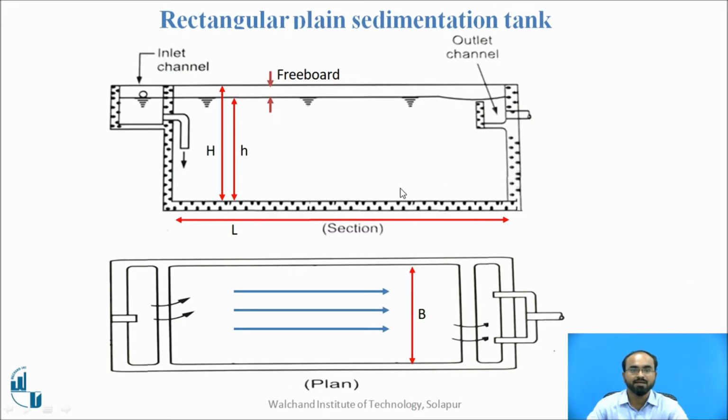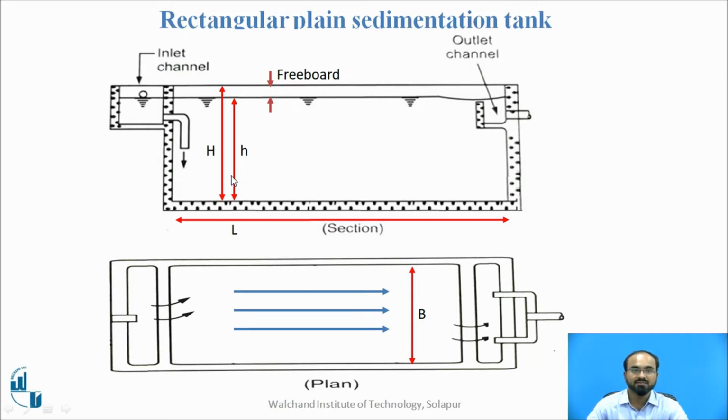So this is the typical diagram of plane sedimentation tank. If you can see, the water is coming through the inlet channel, it is getting collected in the tank and it is transferred from left to right. There are two parameters, capital H, which is the total height of the tank, and small h, the effective height of water, which we can calculate by subtracting the freeboard, generally taken as 0.5 meters, from capital H. We can get the small h, that is the effective height of water.